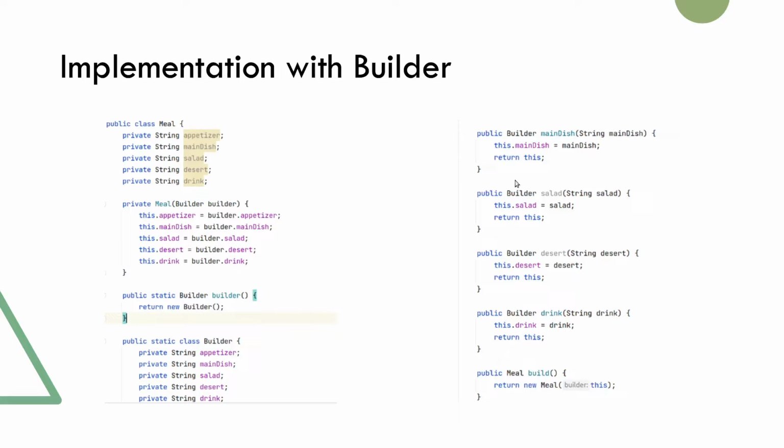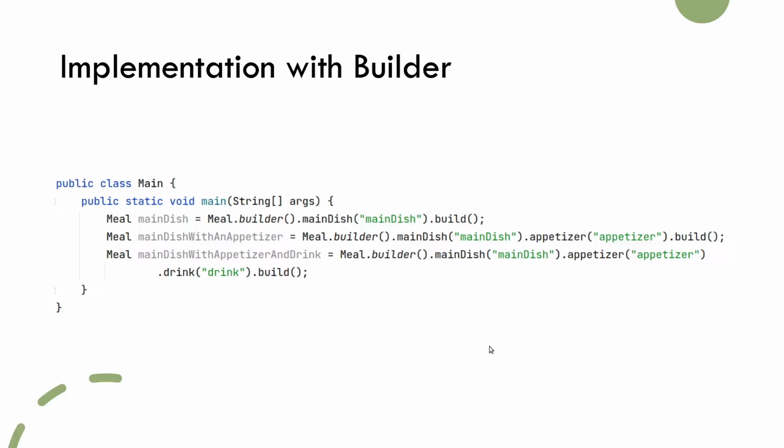Builder will have methods to configure different parts of the meal, and all those methods will return the current instance of the builder, which allows chaining of builder method calls. The last thing is the build method that actually creates a meal object which we previously configured through the builder class. Looking at the client code we already had, we see that this is much cleaner and less error prone while accomplishing the same thing.